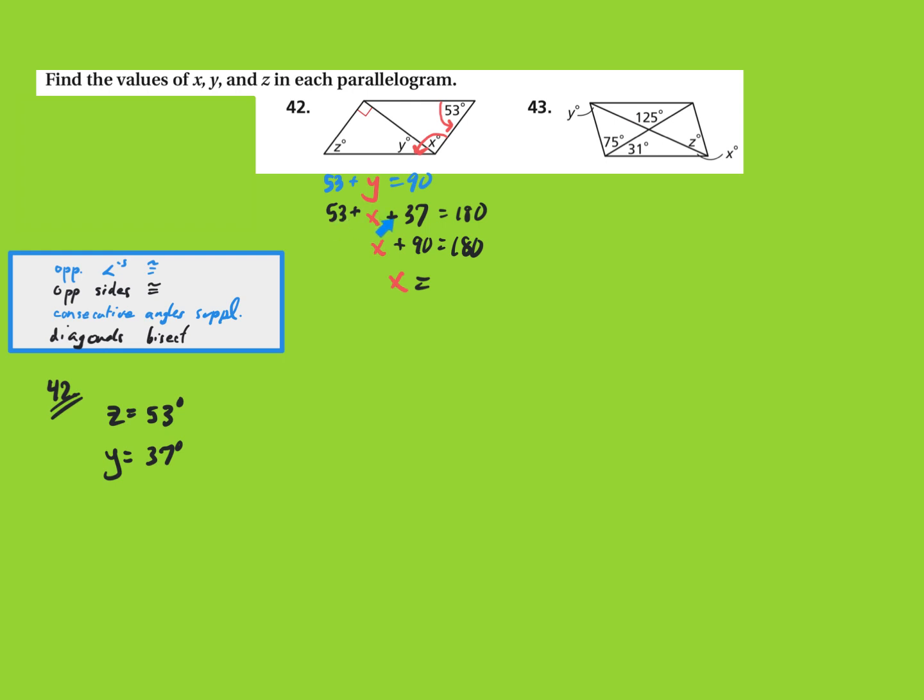So x plus 90 is 180, and x is 90. You might ask, was that a coincidence that it was the same as this angle? And you'd quickly realize, wait a second, x and this 90-degree angle are alternate interior angles. It's a parallelogram, so these opposite sides are parallel. And so angle x and this angle are alternate interior angles. So that concludes number 42.